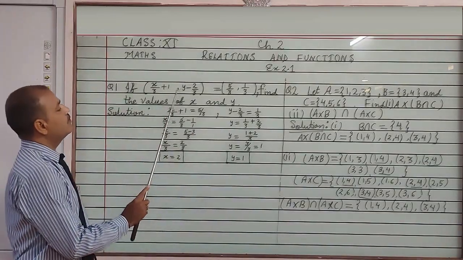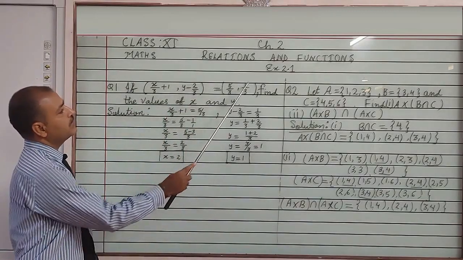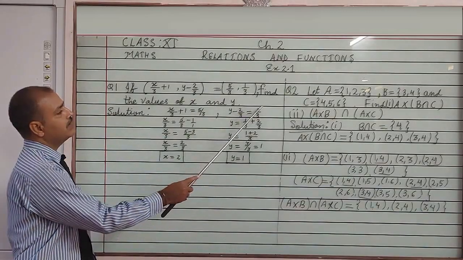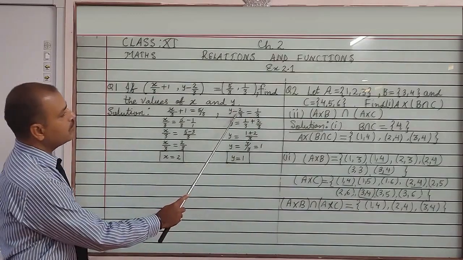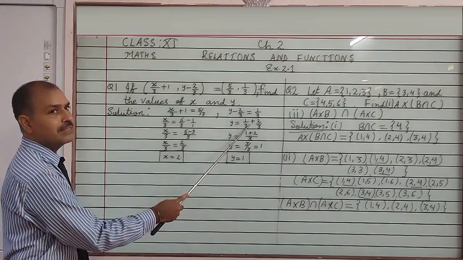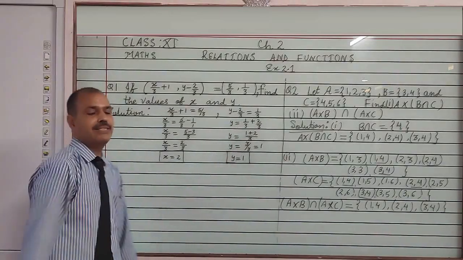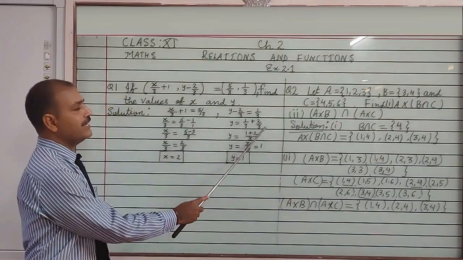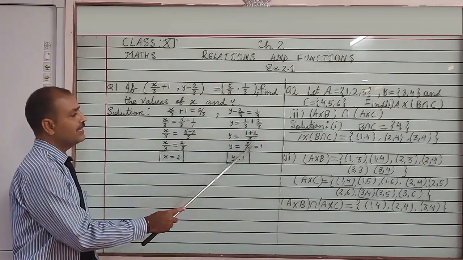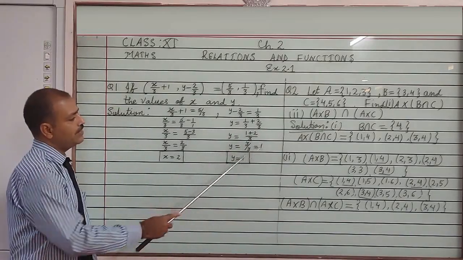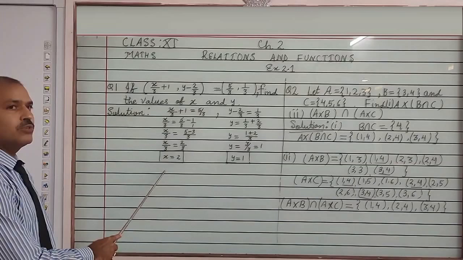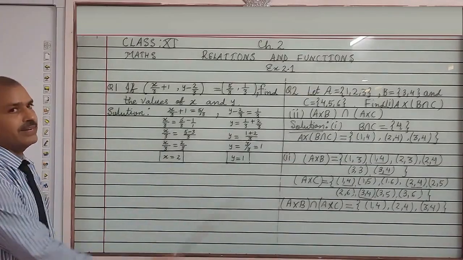Now compare y − 2/3 with 1/3. So y − 2/3 is equal to 1/3. Moving 2/3 to this side, the sign changes, minus becomes plus. So 1/3 + 2/3, the LCM is 3 here, is equal to (1 + 2)/3, which is 3/3, equal to 1. So the value of y is equal to 1. The value of x is equal to 2, and the value of y is equal to 1.